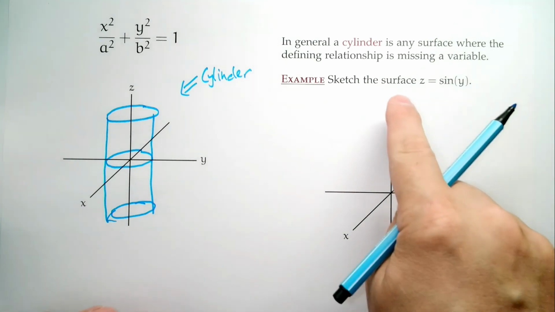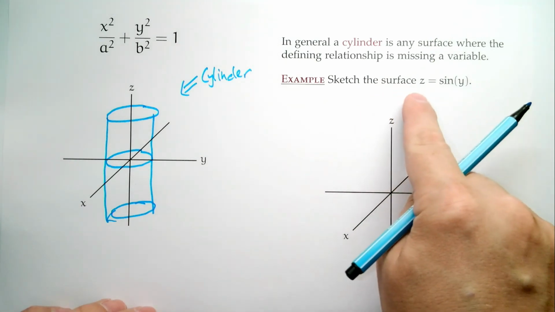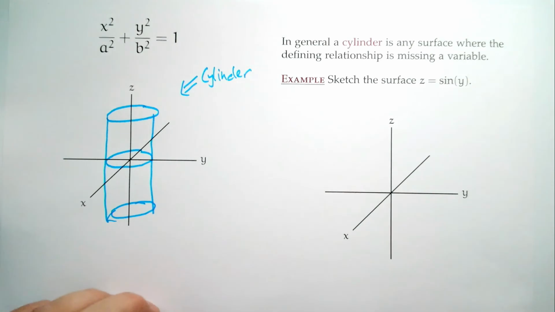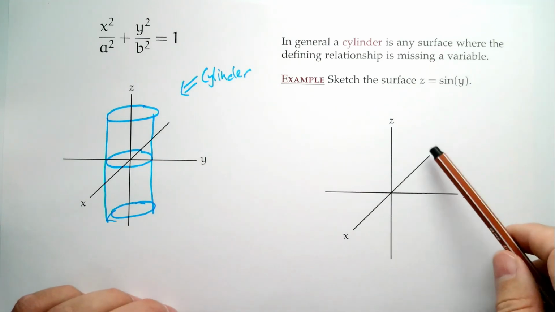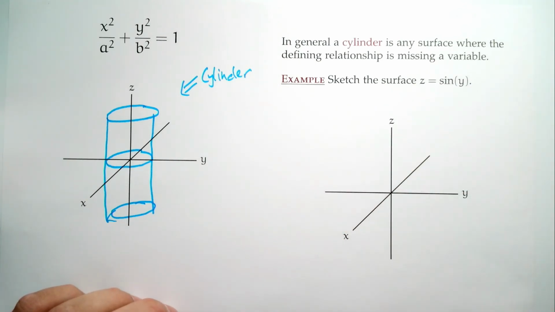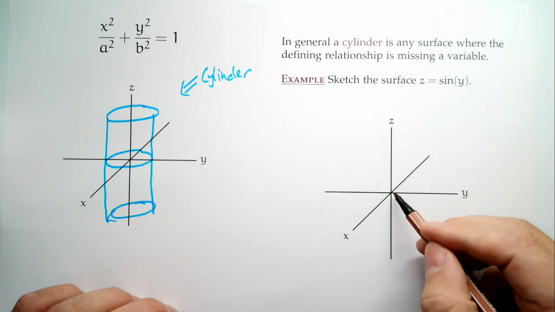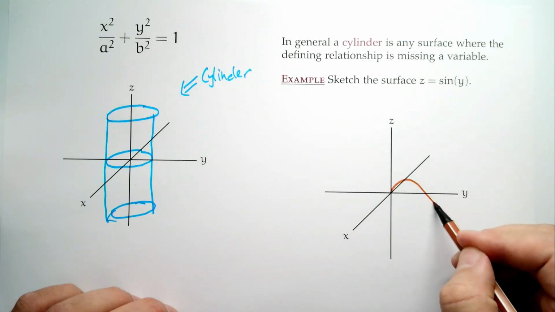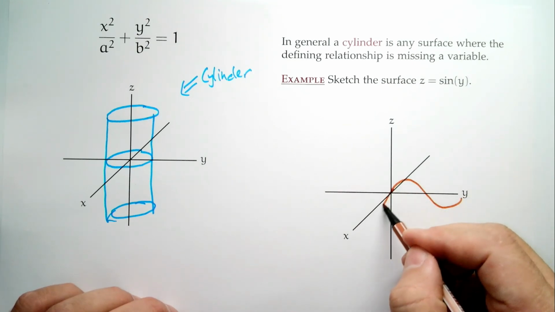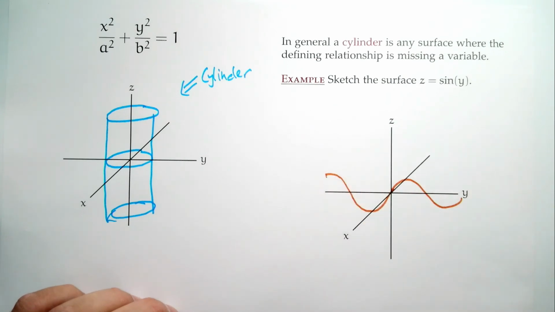So here's an example. There's this surface, z equals sine of y. Now, what's not here? There's no x. So how do you sketch this surface? The answer is you start by saying, all right, let's look at just the zy plane. So z equals sine of y, that's a curve we can sketch. And so we sketch our z equals sine of y. There's our z equals sine of y.